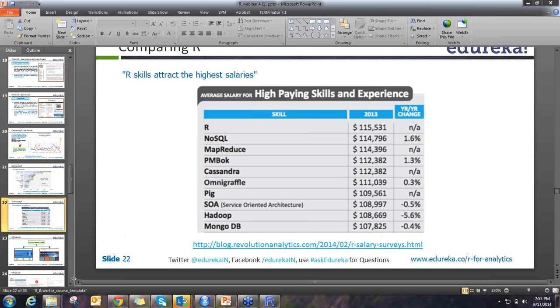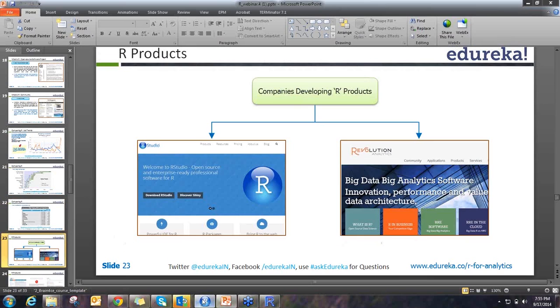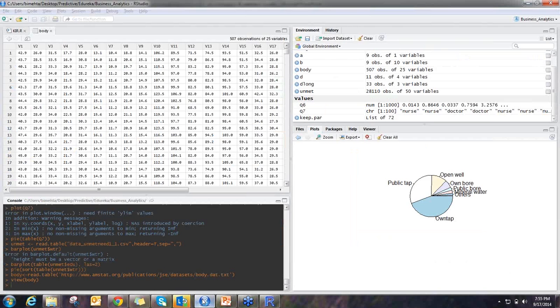Right? Then these are some of the companies that are developing R products. One is Revolution Analytics and one is RStudio. RStudio I already showed you. See, this is RStudio basically. This is freely available. Okay. While the products from Revolution Analytics are paid. So if you want to use a product coming from Revolution Analytics, you have to shell out for a license.